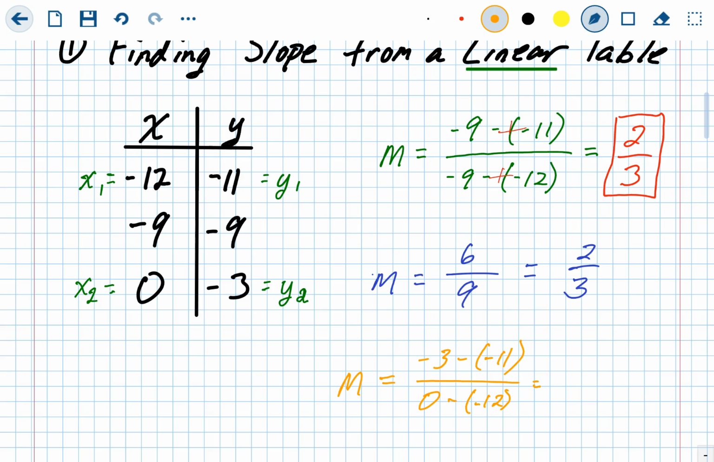Okay, so negative 3 minus negative 11. Negative 3 plus 11 is 8. 0 minus negative 12, 0 plus 12 is 12. And 8/12 simplifies to 2/3. So again, constant rate of change. It doesn't matter which points you pick in that table. If it's a linear table, the slope is always going to be the same.